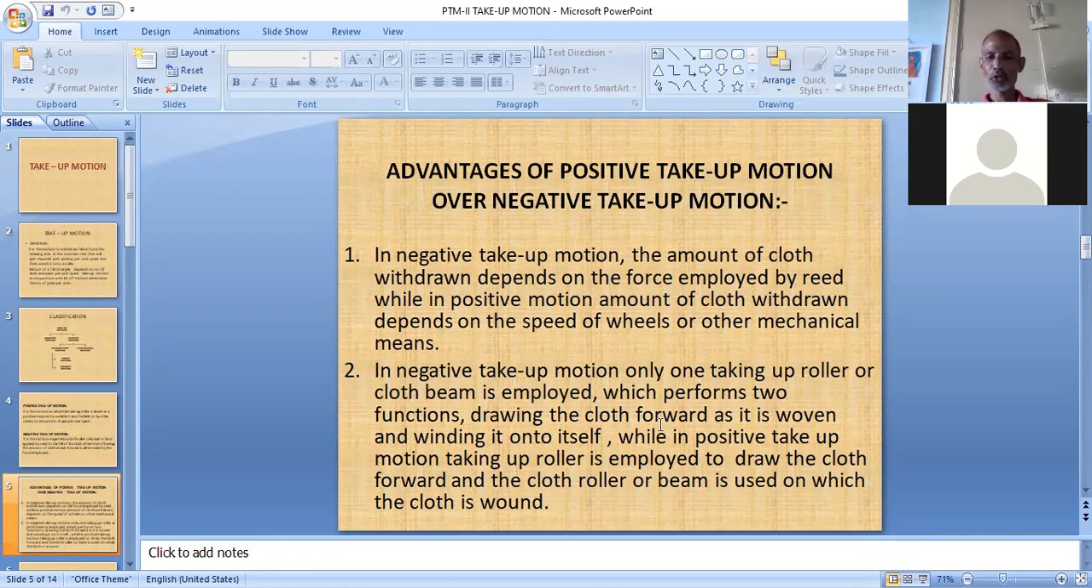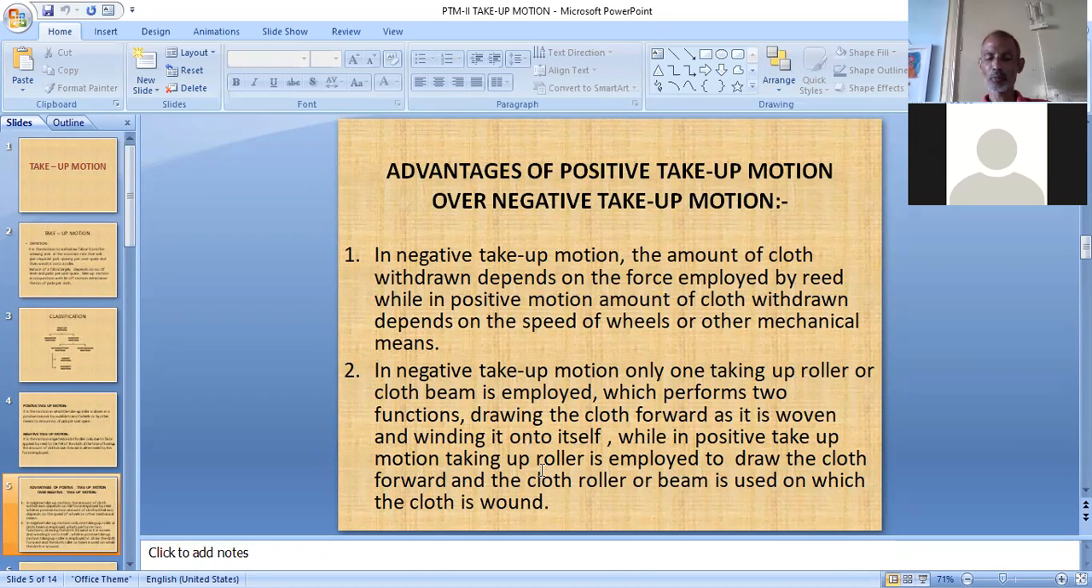Second, in negative take-up motion, only one taking up roller or cloth beam is employed. वहाँ पर हम एक ही roller use करते हैं, वही take-up roller का function करता है, वही cloth को wind करने, उसी पर cloth wind होता है. So only one type of roller is used, which performs two functions: drawing the cloth forward as it is woven and winding it onto itself. Draw भी यही करता है और इस पर ही ये wind करता है. Both the functions are done by one roller.